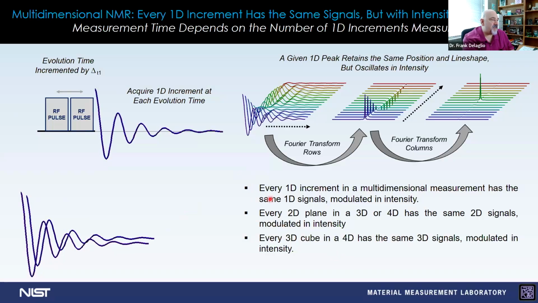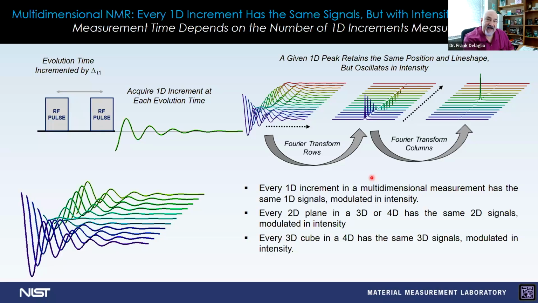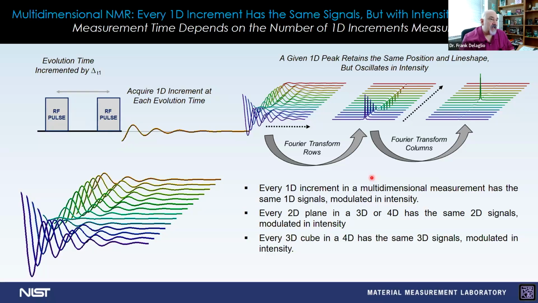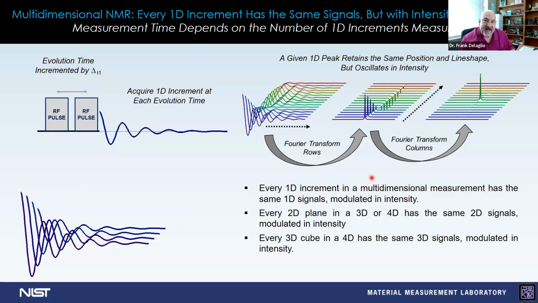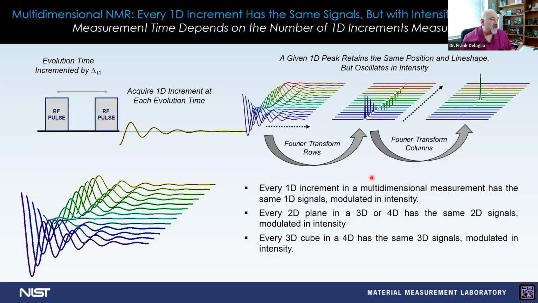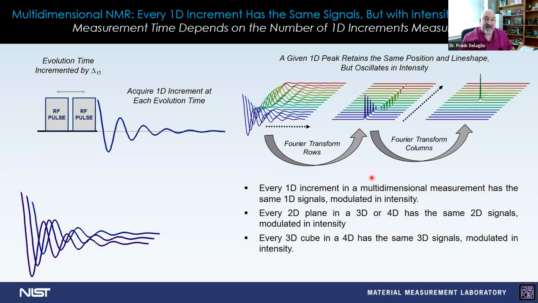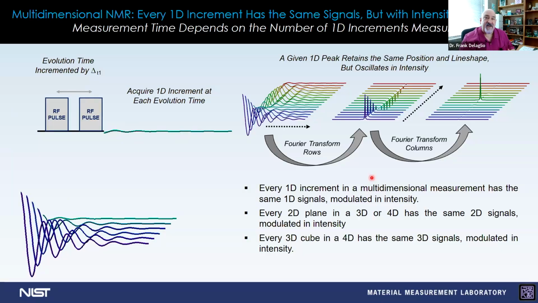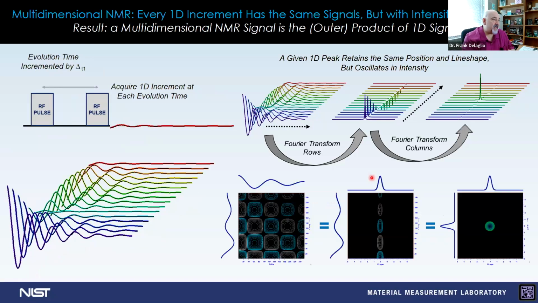So first of all, as we said, every one-dimensional increment in these multidimensional measurements has the same 1D signals, just modulated in intensity during the course of the experiment. Likewise, in a 3D or 4D, every 2D plane has the same 2D signals in it, but those signals are modulated in that third dimension. And likewise, every 3D cube in a 4-dimensional experiment has the same 3D peaks, but those peaks have their amplitudes modulated in their 4th dimension. So that's one thing to keep in mind.